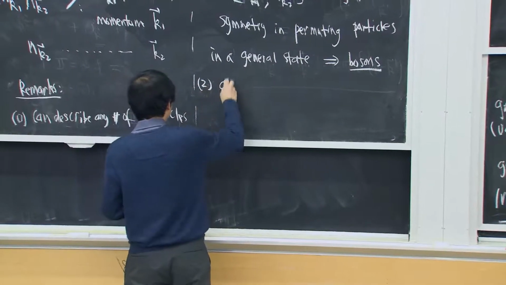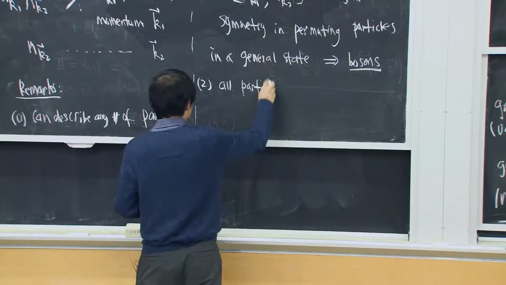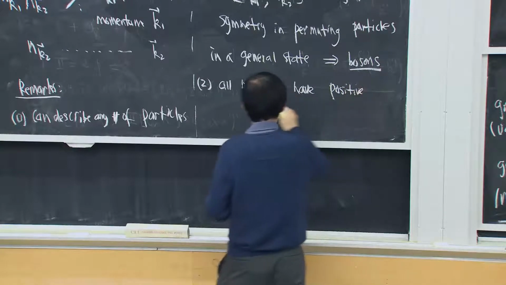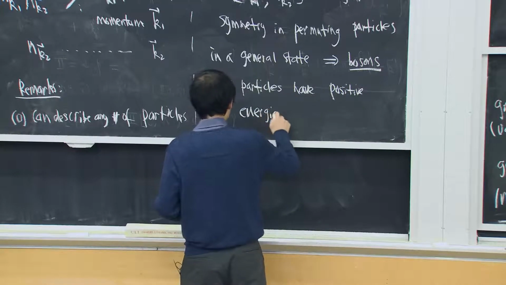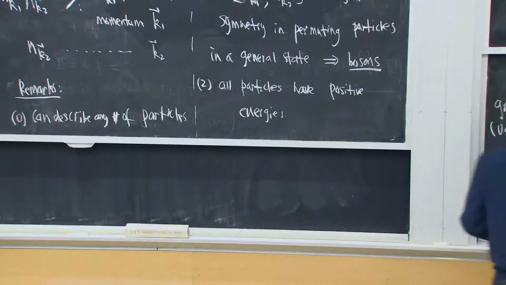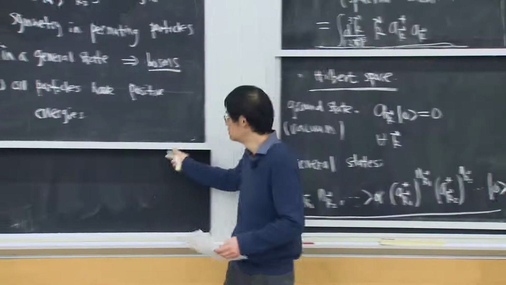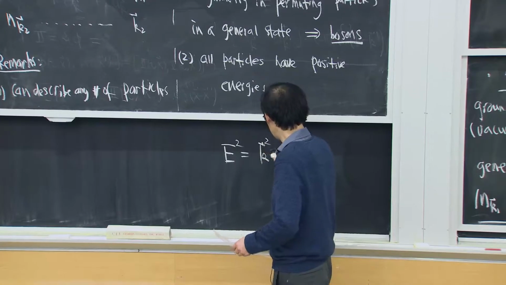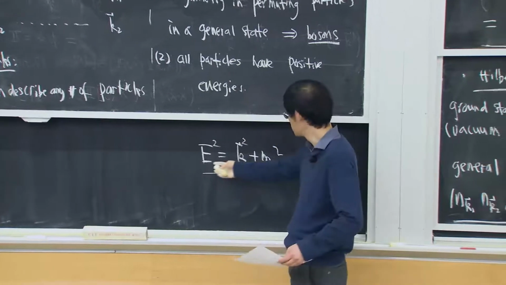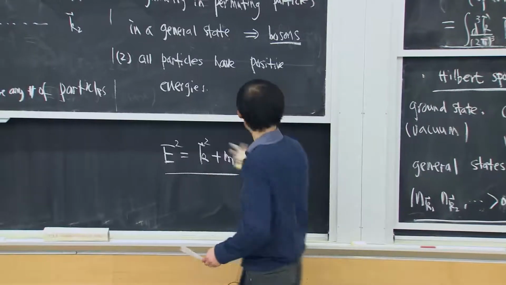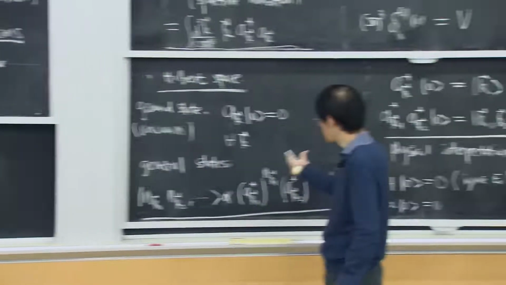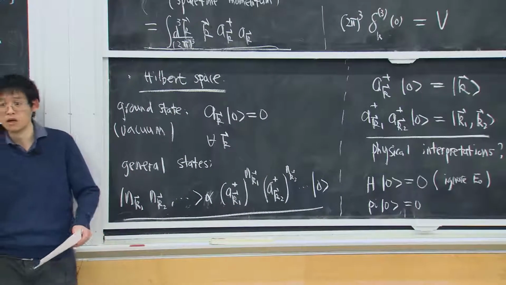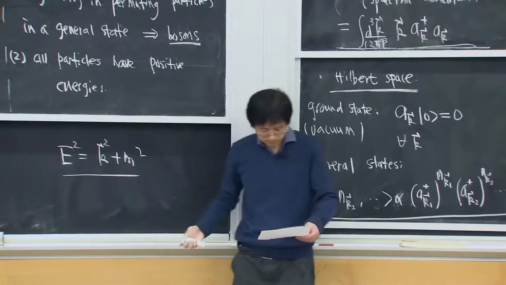And two is that all particles have positive energy. So even though E squared equals k squared plus m squared, this equation has two solutions, plus minus omega k. But when you look at physical states, and look at the eigenvalue of the state, all particles have positive physical energies. So you don't have this negative energy problem associated with taking the square root.